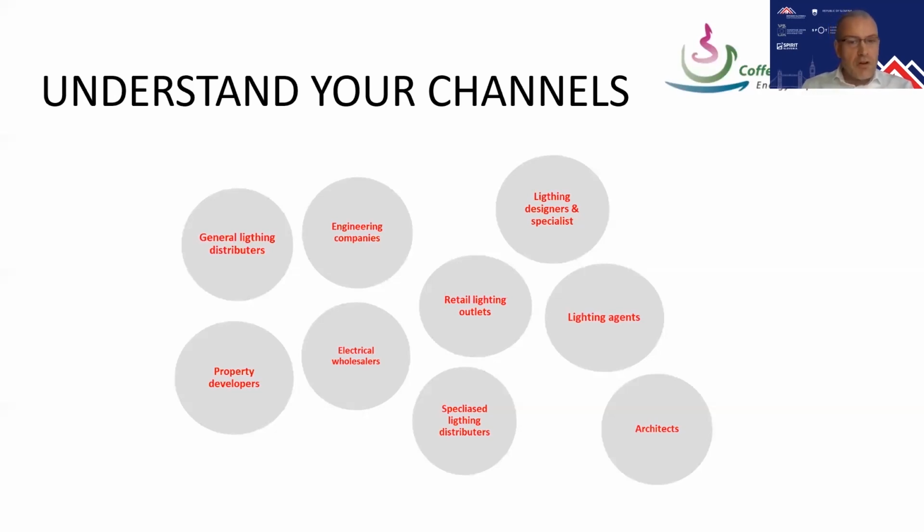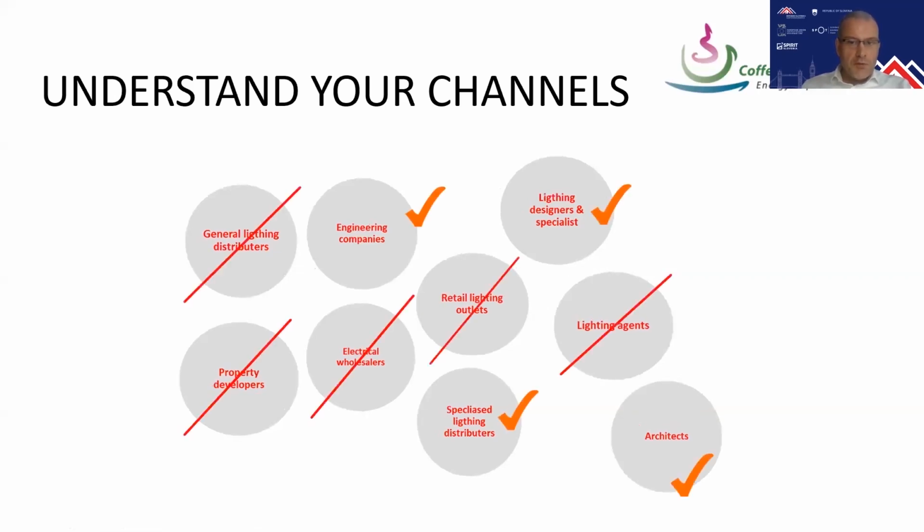So you've got general lighting distributors, electrical wholesalers, retail lighting outlets, lighting agents, architects, property developers. It's a minefield out there. So it's good to step back and say, right, I've got this product offering, I've got architectural and I've got technical, but I want to focus on architecturally designed lighting, and I've got a project management system. Out of nine, you've got to make the right choice. For example, electrical wholesalers, forget. If you could go down, Rob, to the next one.